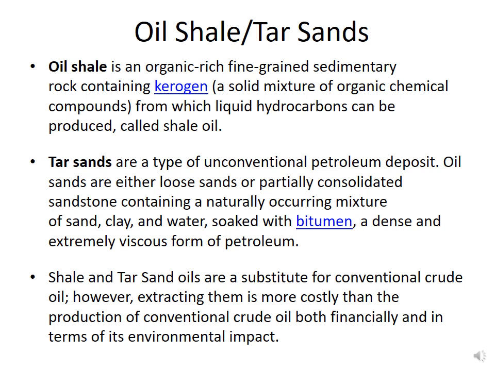And the oil shale and the tar sands are a substitute for conventional crude oil, but extracting them is extremely difficult. It costs a lot of money with most technologies, and it does a lot of damage to the environment. A lot of times these oil shale and tar sands are accessed by strip mining, which is removing the top layers and then getting access to it.